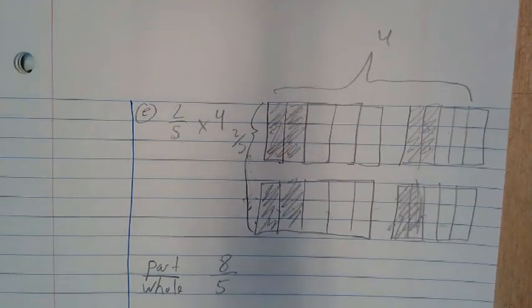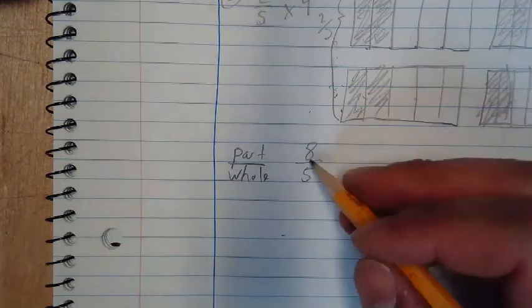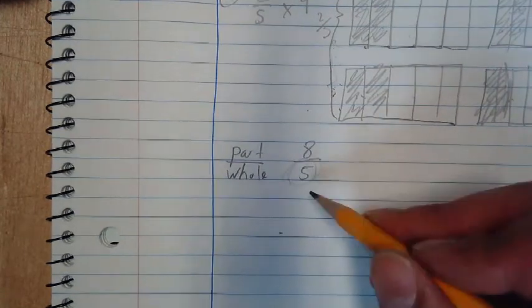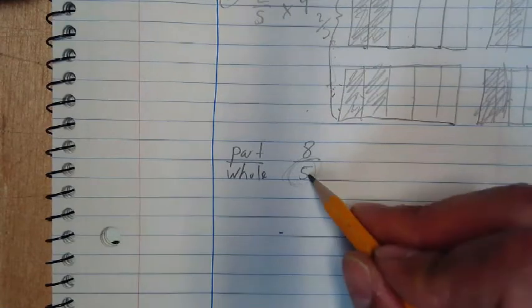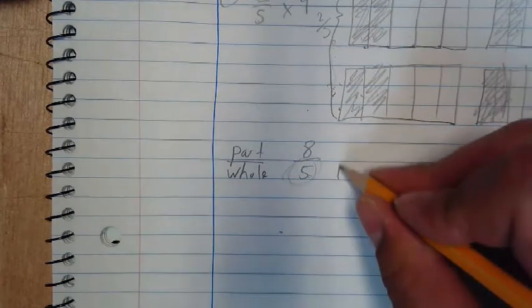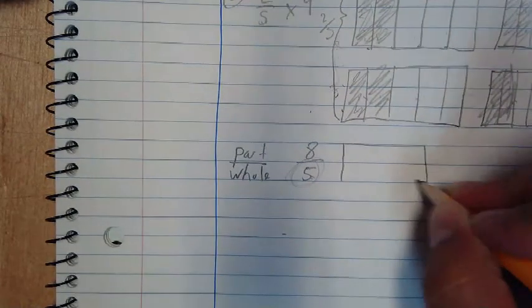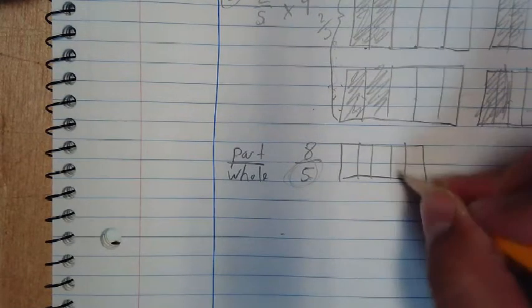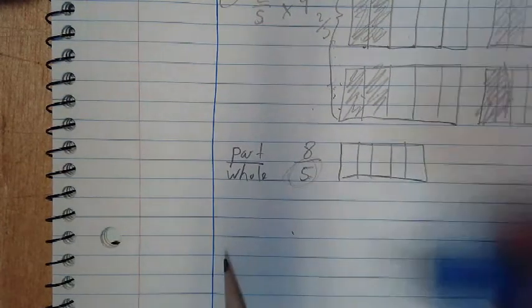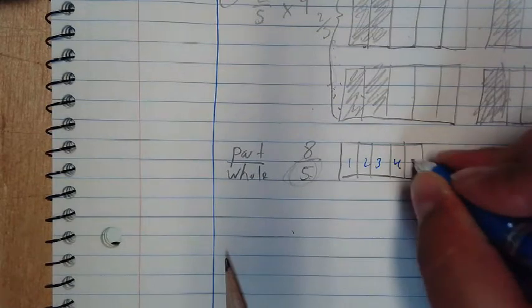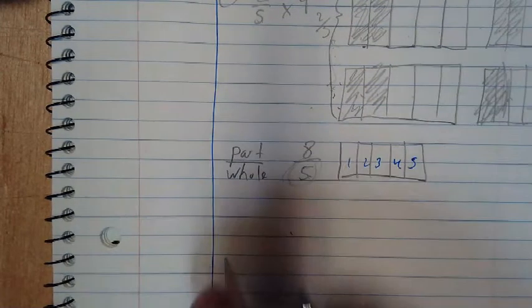8 fifths. Okay? But again, that's really not the correct way to show a fraction. It's called an improper fraction, but it still tells you everything you need to know. I can even draw it based on this. Okay? I'm making sets of 5. 1, 2, 3, 4, 5. But I have 8 pieces, so I keep going. I draw another whole.